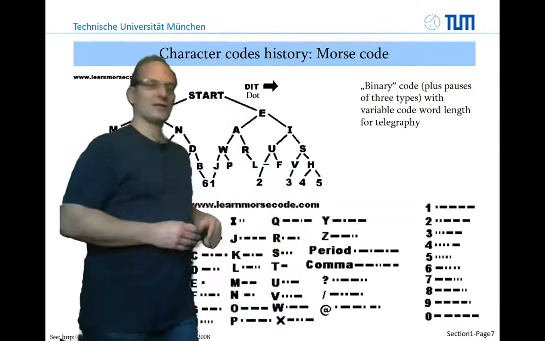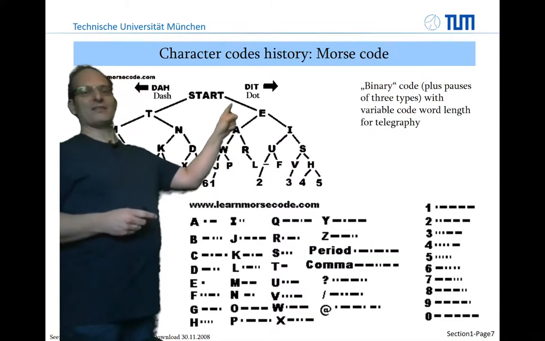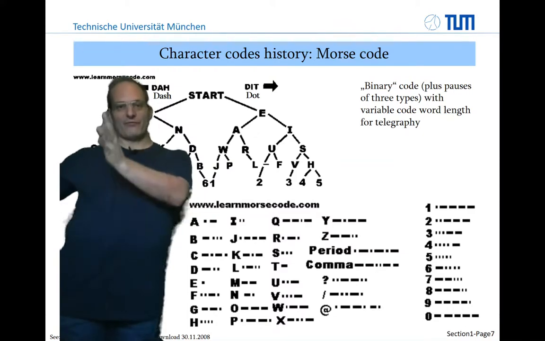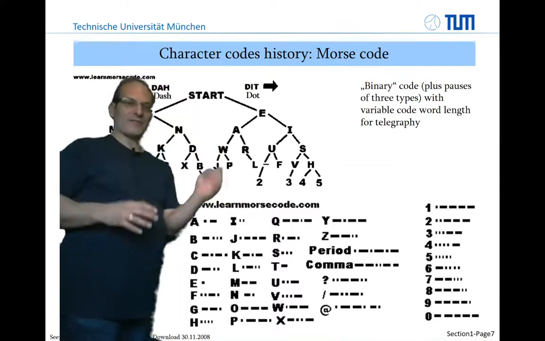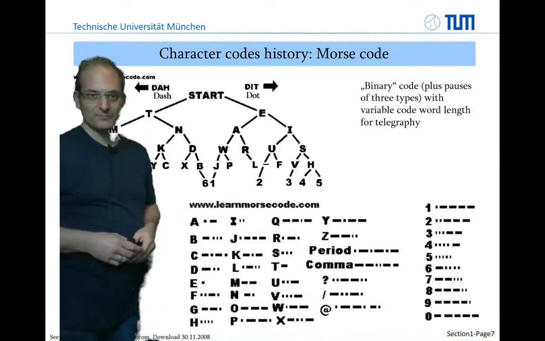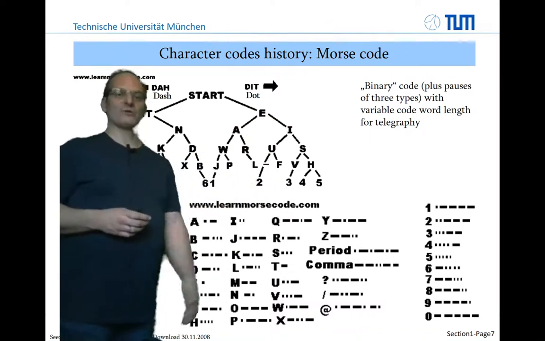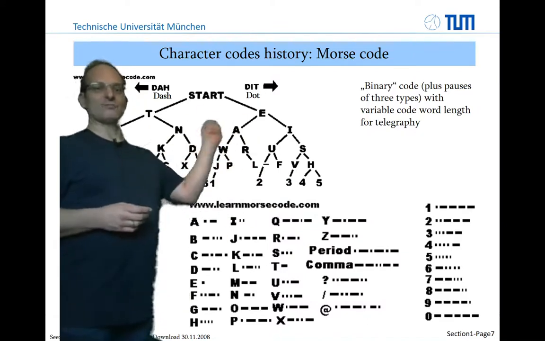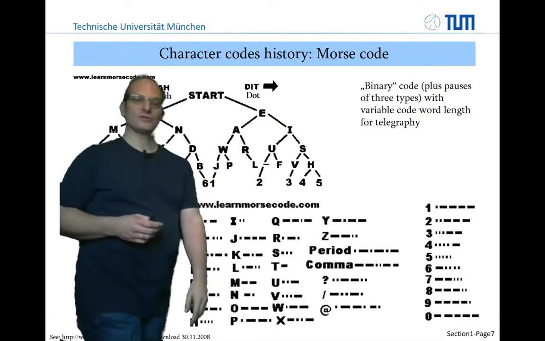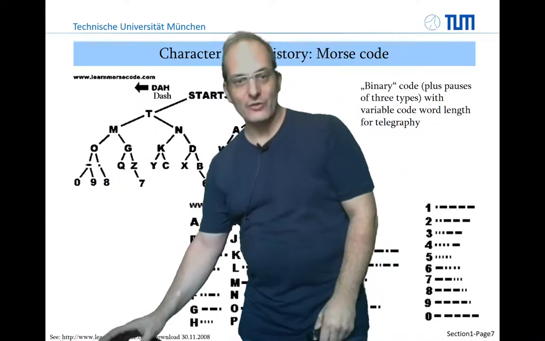And therefore, if you do not have interrupts or short pauses, it might happen that you add a following part of a following character to a previous one, and therefore you get a completely different message. Therefore, it's quite important to note that this binary code is not comparable to the Morse code. Even if you have this binary tree, you have up to three additional pauses to represent this code. So I want to show you how this works.